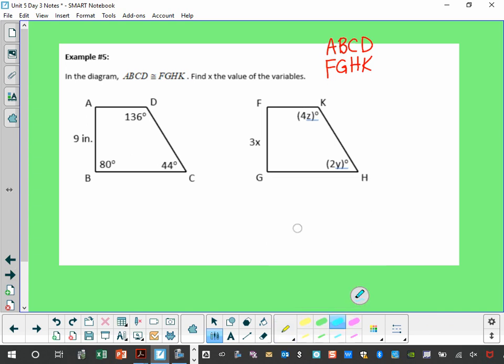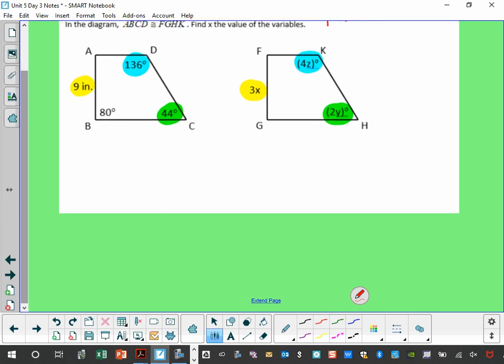So look at my variables. I have 3 variables here. 3x corresponds to what in my first figure? 9. What about 2y, angle H? What does angle H correspond to? 44, which is angle C. And then 4z corresponds to 136 because angle K matches up with angle D. In this case, the figures look just alike, so you can just look to the next one, but if it were flipped, then I'll look at the congruency statement.